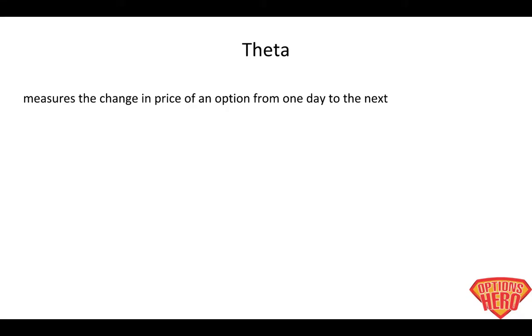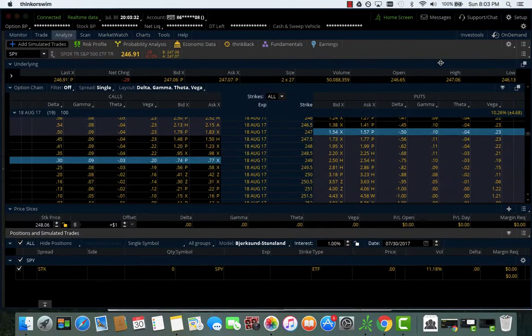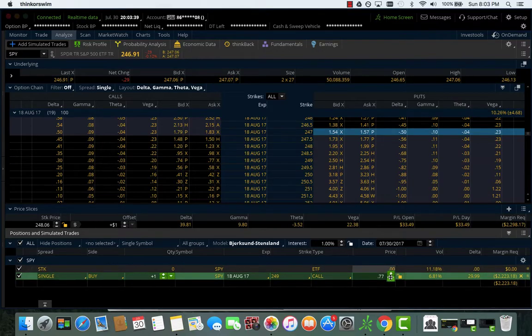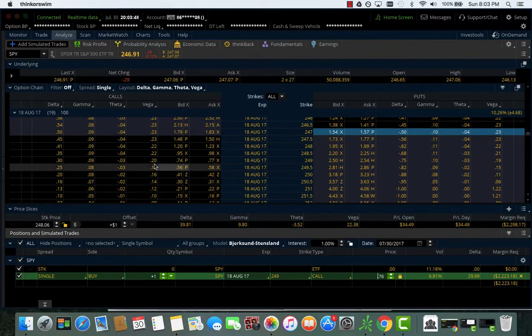So we mentioned that there's a Greek that allows you to know how much value is extracted from every single option every single day, right? That's theta. Theta measures the change in the price of an option from one day to the next, and it's negative. So let's go back into our trading platform and look at theta. Theta on this 249 call says if the stock does not go up or down, or if implied volatility doesn't move at all, we expect that this option will have 3 cents removed from it.